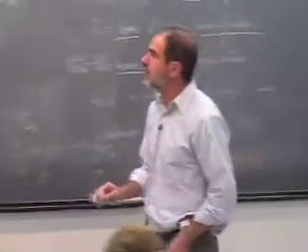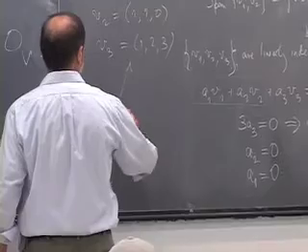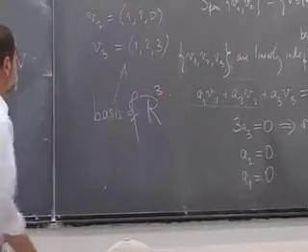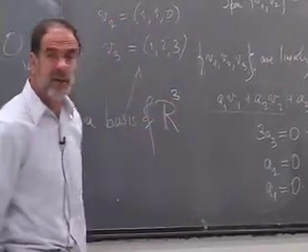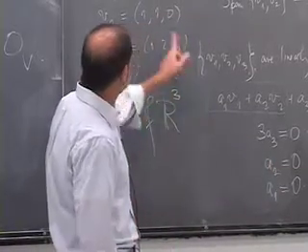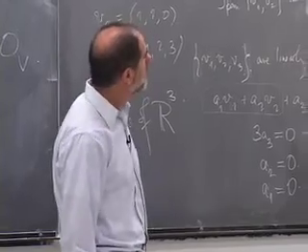In fact, for example, this forms a basis of R3. We checked that they were linearly independent. You also have to check that they span. Well, we checked that the first two spanned a rather large subspace, and you can see that this third one actually ends up spanning the entire space.